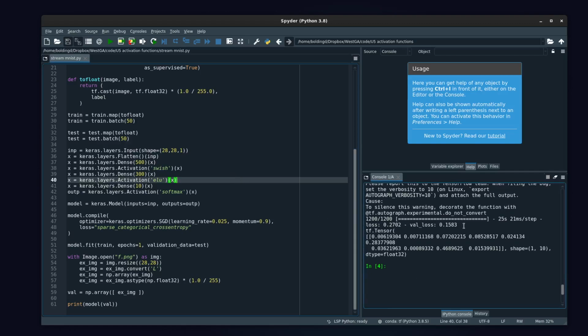Okay, mixing the two, we got a validation loss of 0.15. Again, that's probably meaningless because it's one test of one epoch, right?